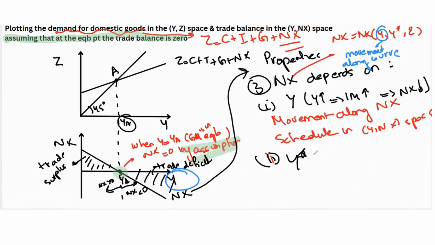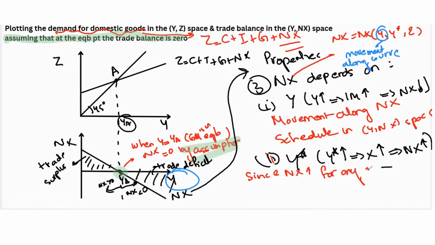And then we know net exports also depend on y star, where when y star increases, exports increase because exports are a positive function of foreign income, and this causes net exports to increase. Now, since NX increases for any given y when y star increases, the NX schedule shifts upwards in y-NX space.